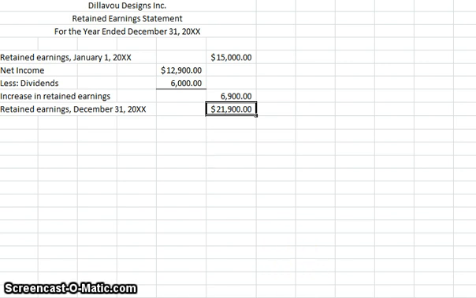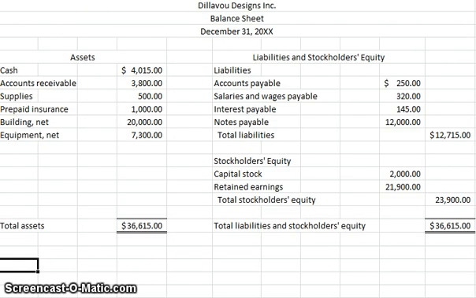That's the second one. Have to do it second because I need this number, the ending retained earnings amount, to go on the third financial statement, which is the balance sheet. Notice, there's the number that we just calculated. If I didn't do that, I could not complete my balance sheet.